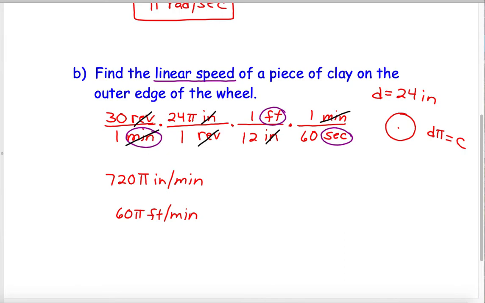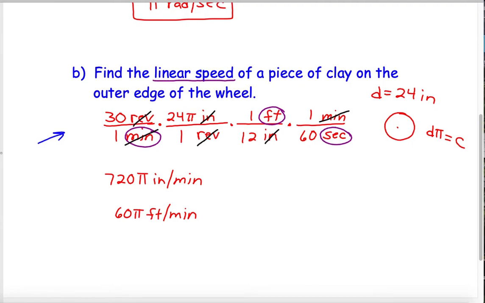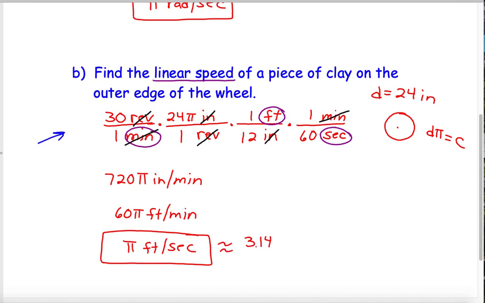And so we have, and just to make sure, keep track of the numbers we're looking at. We have 30 times 24 pi times 1 times 1. On the bottom we have 1 times 1 times 12 times 60. And so we multiply the top, multiply the bottom, and then divide. And what are we going to wind up with? Well, we wind up with exactly pi. And my units are feet per second. And that probably seems like the most practical answer to go with, or about 3.14 feet per second. And that's how fast that wheel is moving around in terms of its linear speed.